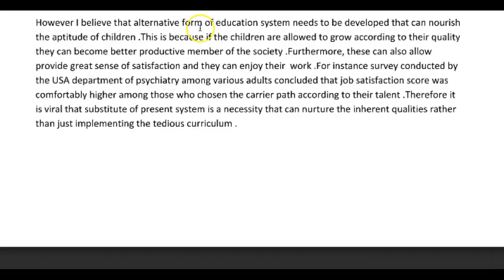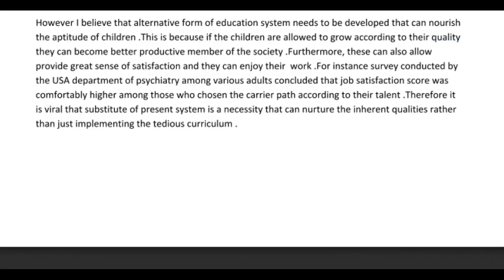However, comma, I believe that alternative forms, plural, we're talking about more than one form of education, alternative forms of education, educational systems, again, more than one, S, need to be developed to, instead of "that can," to nourish the aptitude of children. This is because if children are allowed to grow according to their quality, I'm not sure about that word there, to grow to their quality, they can become better productive members, plural, than S, of, and we don't need the article there, of society. Maybe according to their natural talents, I think would be a better phrase there than quality. Allowed to grow according to their natural talents.